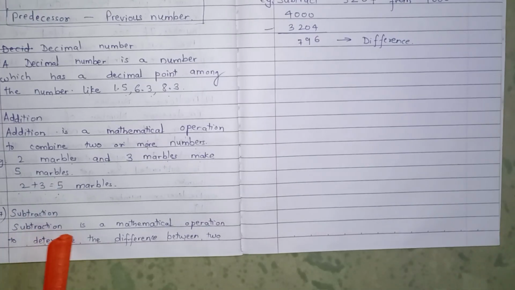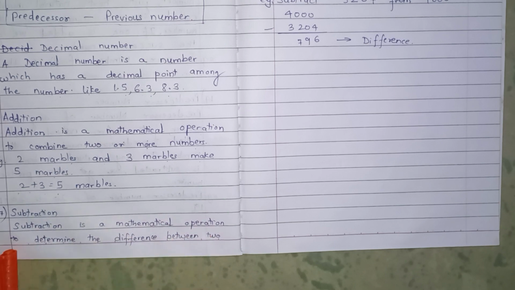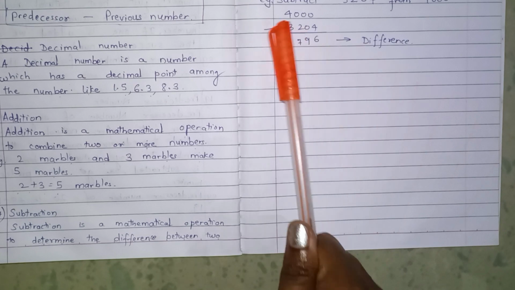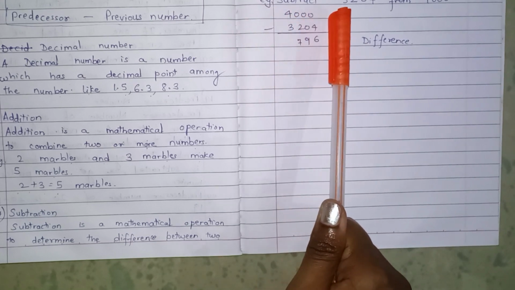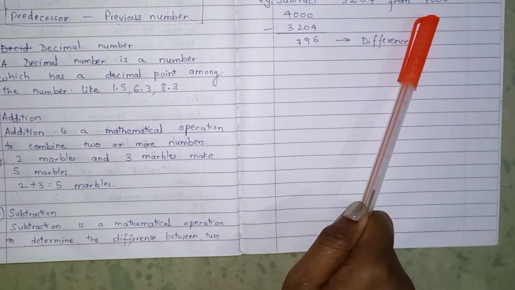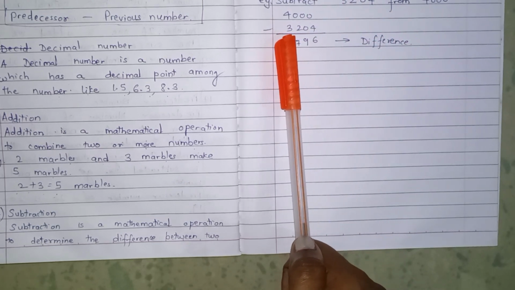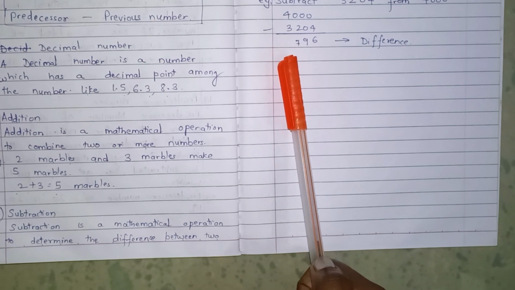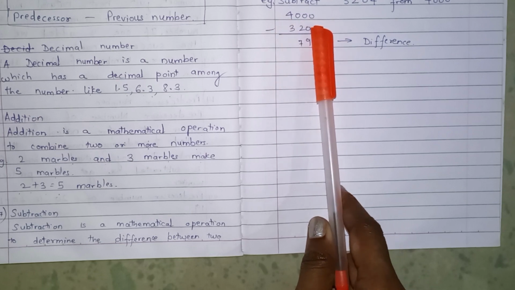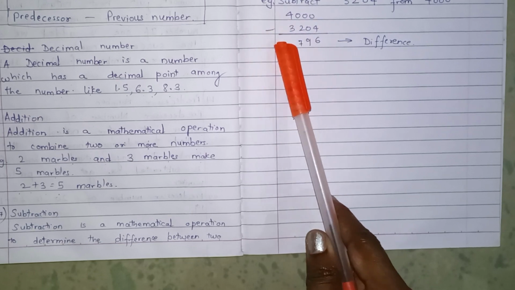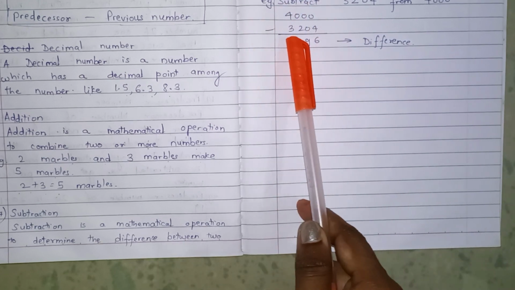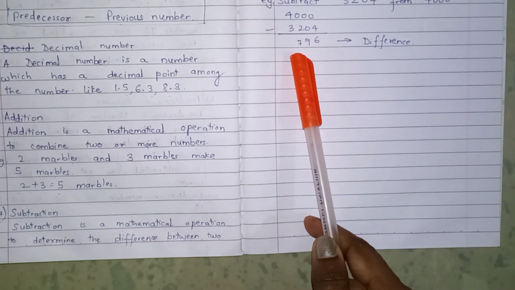Subtraction. Subtraction is a mathematical operation to determine the difference between two numbers. Example, subtract 3204 from 4000. So I am going to write like this, and then I have subtracted this number. From 4000, I am going to subtract 3204. So by subtracting this number, I am getting 796.